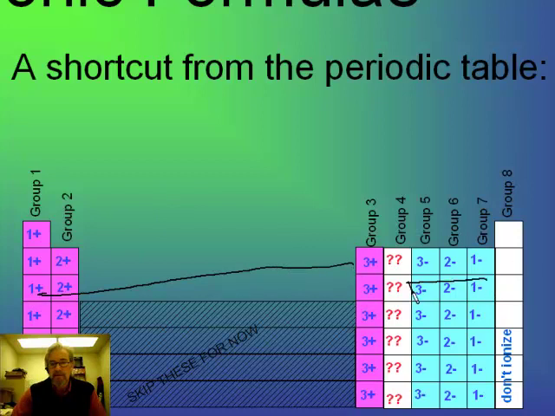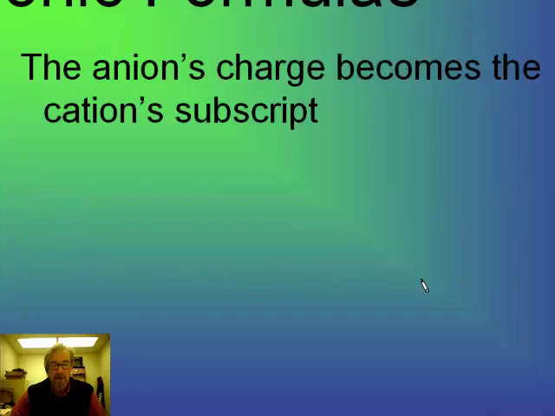You can just write down the ions next to one another and then swap their charges. So you write the ions down side by side with the cation first, and then the anion's charge becomes the cation subscript, and the cation's charge becomes the anion's subscript.